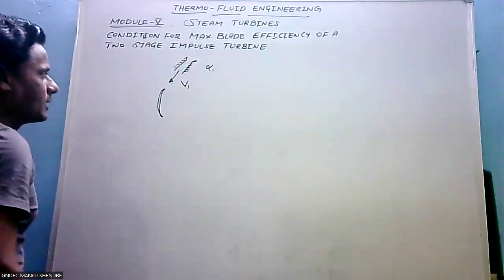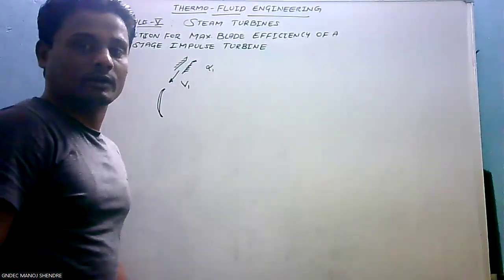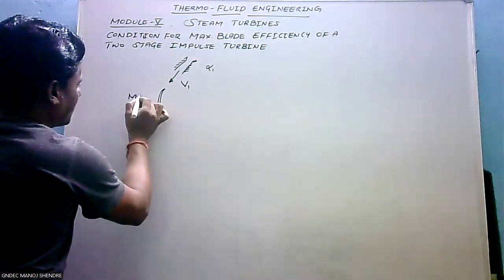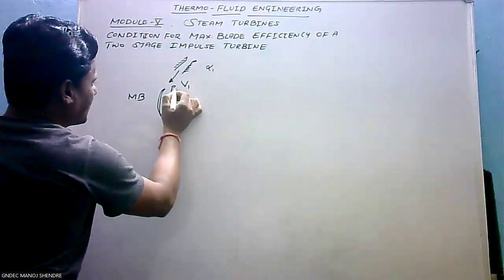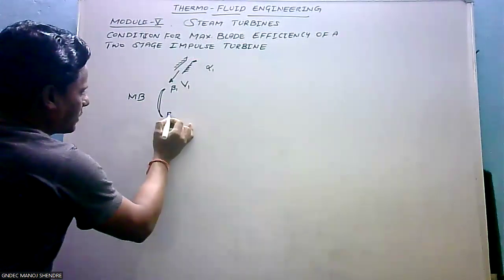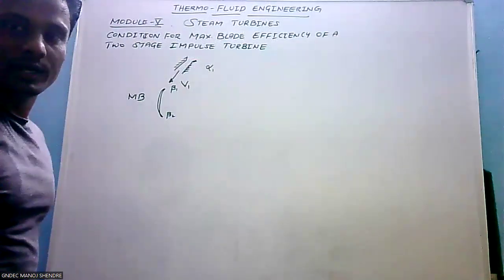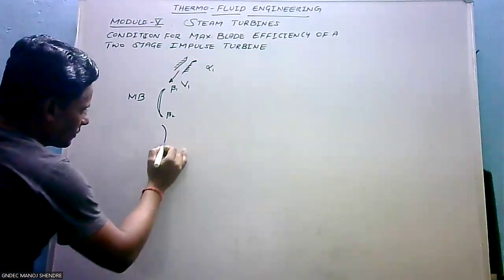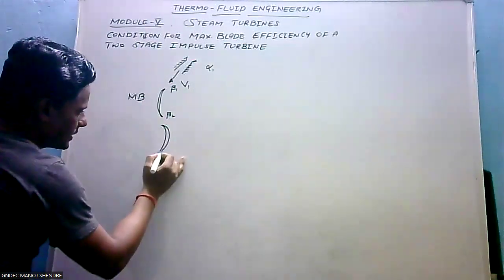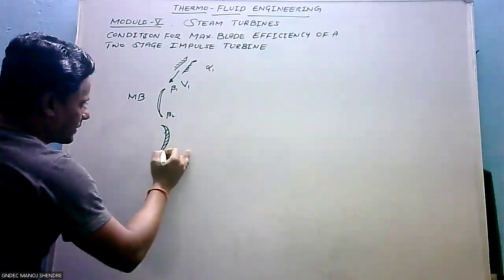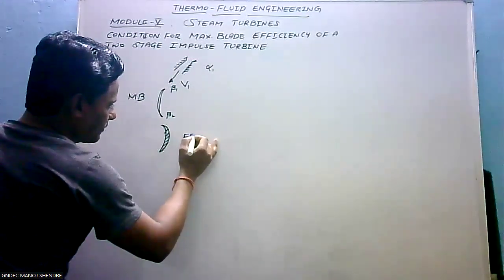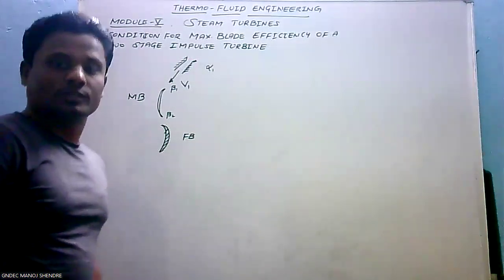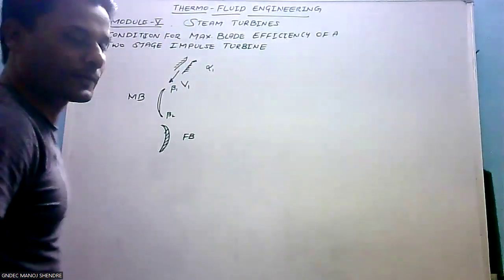These are the moving blades with the angles beta 1 and beta 2 respectively. MB stands for moving blade. Beta 1 is the inlet angle and beta 2 is the outlet angle, right? Next, it enters the first set of fixed blades. These are the fixed blades. FB stands for fixed blade, right? Now, as we know, for fixed blades or nozzle, we have to use alpha.